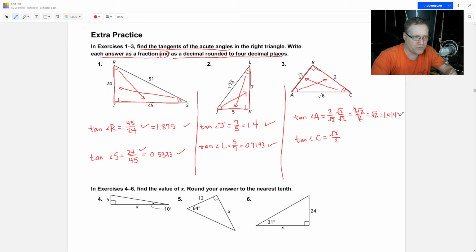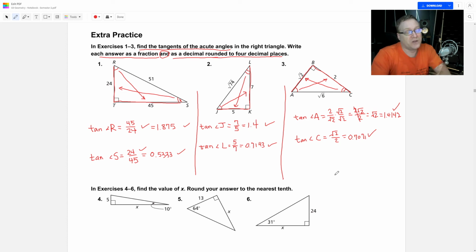1.4142. And we have the square root of 2 divided by 2, which is 0.7071. All right, so that's the answer for those two. Okay, so far so good.